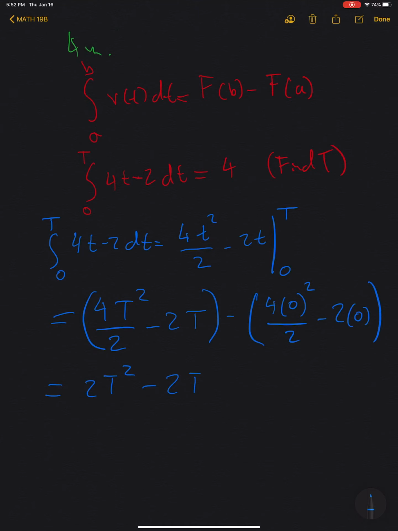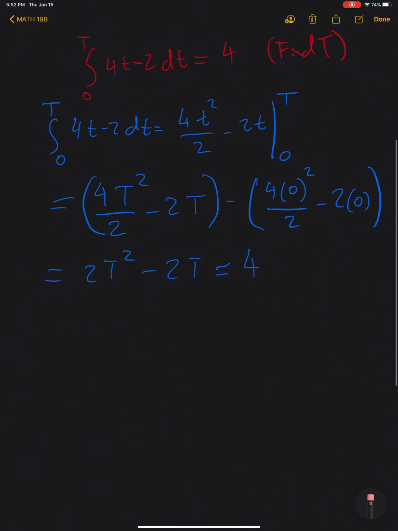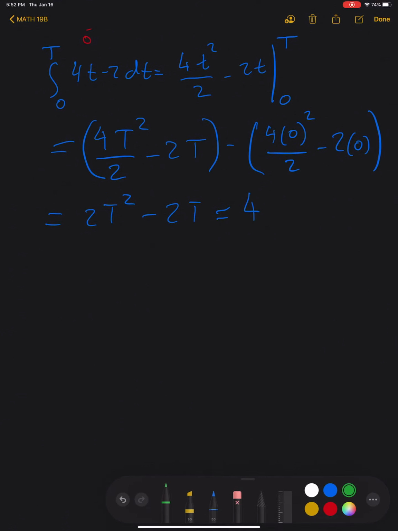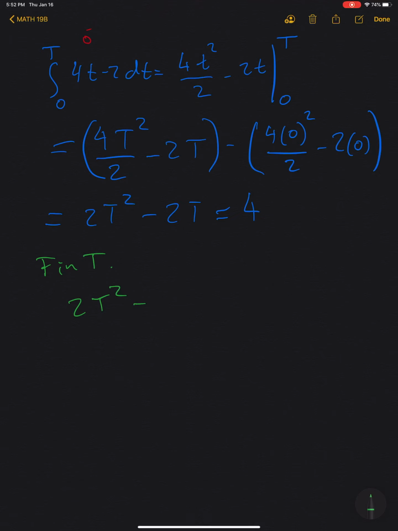So on the left hand side, that's the result of the definite integral. That means the net change. And this is the condition that we are imposing. We want this net change to be actually equal to 4. We're looking for this displacement to be 4. So we can just write it down that way. And that means that now what we're looking for is to solve for T. We want to find capital T. In other words, we need to solve this quadratic equation. So we have negative 2T squared minus 2T minus 4 equals 0.